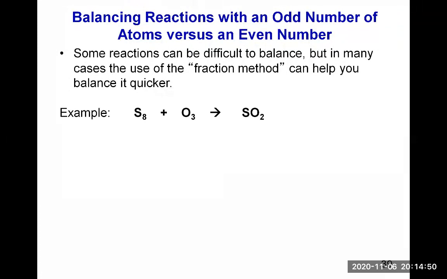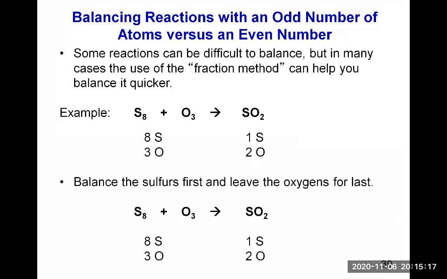S8 plus O3 gives SO2. So O3 is ozone. So let's count the number of atoms on either side of the arrow. On the left side we have 8 sulfur, on the right side 1. Oxygen, on the left we have 3, on the right we have 2 oxygens. So we see that neither of them are balanced. So let's balance the sulfur first and leave the oxygen for last.